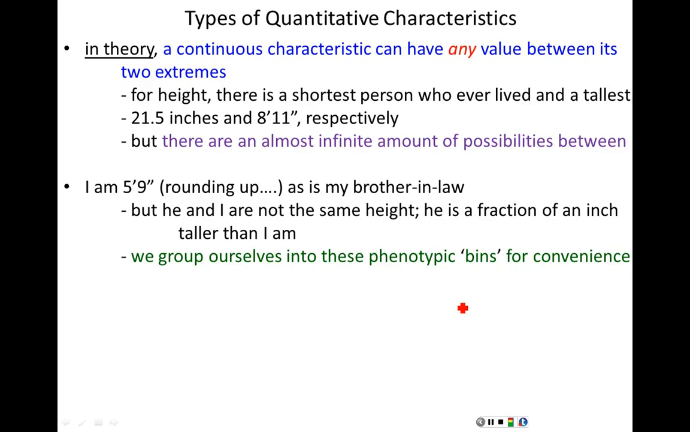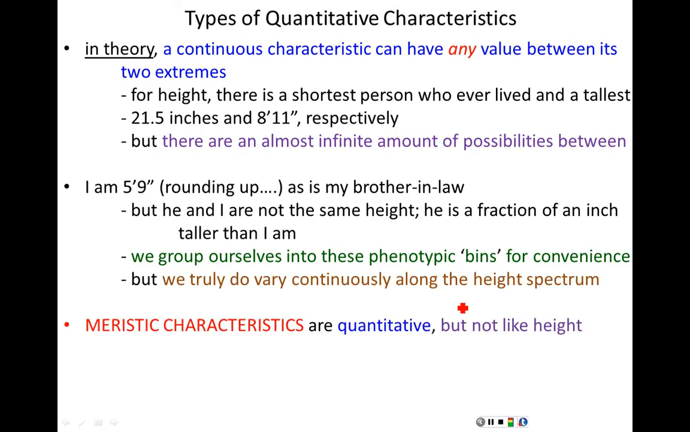I'm probably something like 5'8.8" tall. And if you have a really, really accurate ruler, I'm probably something like 5'8.87" tall. And my brother-in-law is probably something like 5'9.12" tall, if we were measured precisely. So he is a touch taller than I am. We are different in our height phenotype. We are in two different places on that continuum of height. Yet we bin each other and group each other to 5'9", for example. I round up and he rounds down.